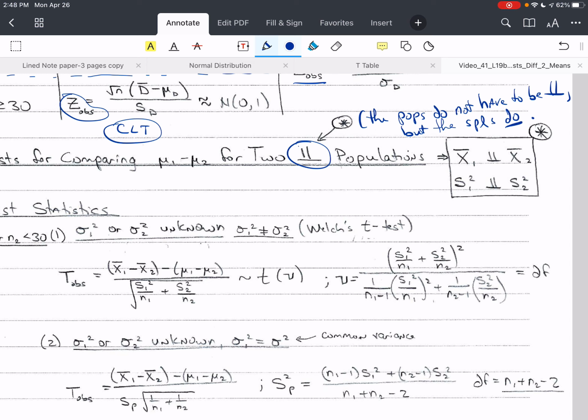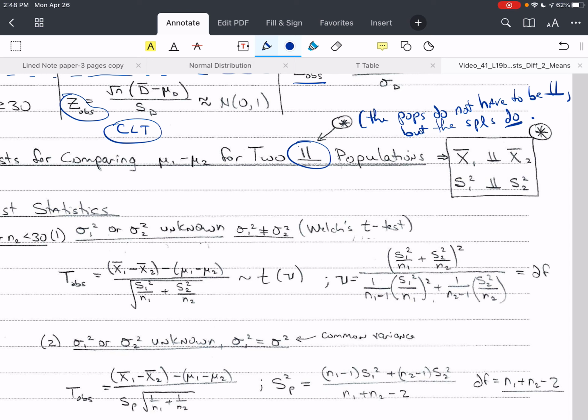And here we're not assuming that we have a common variance. So if we don't have a common variance, then we have to use Welch's t-test. Because we don't have a common variance, instead of trying to use a pooled variance, we use S1 squared and S2 squared in the equation. But the degrees of freedom have to be calculated with this not so lovely formula.